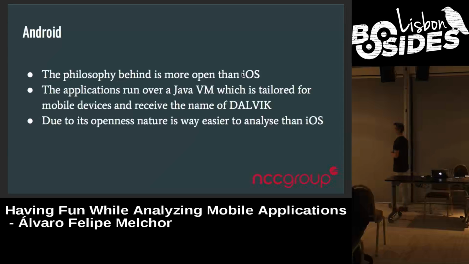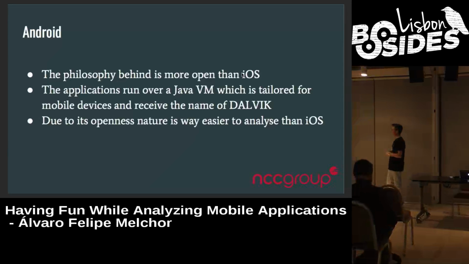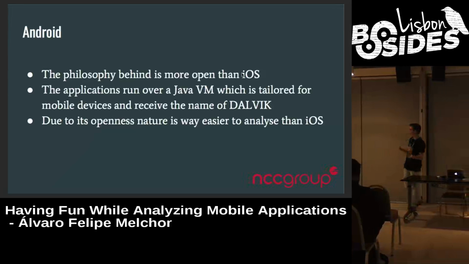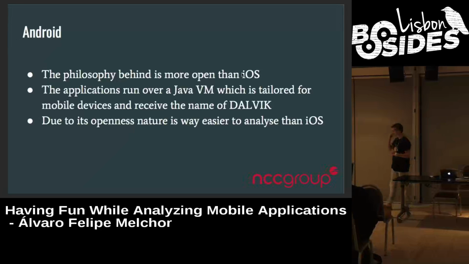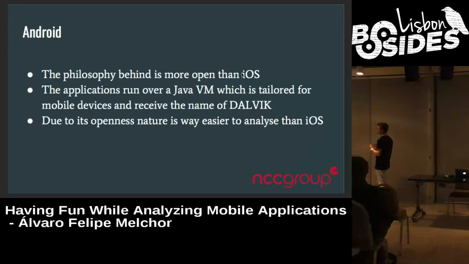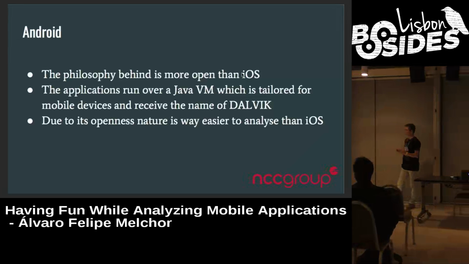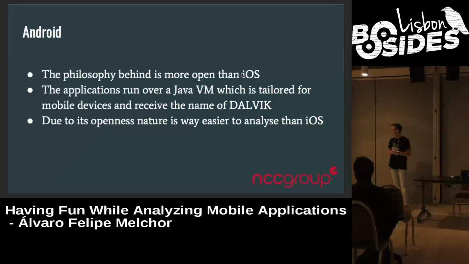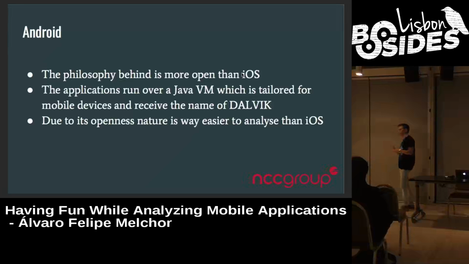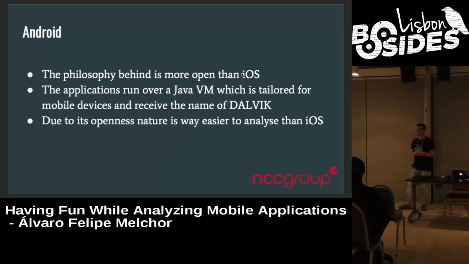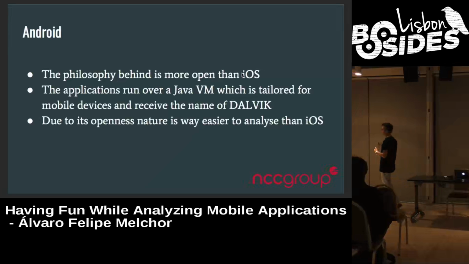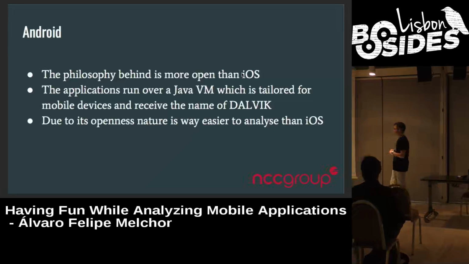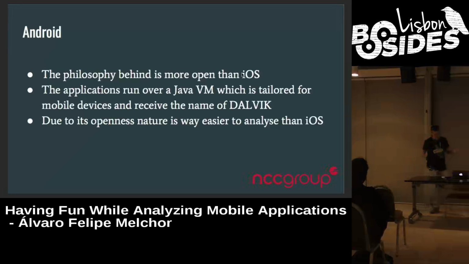For me, the philosophy of Android is more open than iOS. The kernel and the whole ecosystem are open. You can even unlock the bootloader and compile your own kernel. On top of that, the applications are not running natively; they are running on a Java virtual machine that has been tailored for mobile devices, named Dalvik. I think all of that makes analyzing Android applications much easier than iOS, because there is more documentation and there are more tools available to do Android application assessments, and that's why I think it is easier, okay?